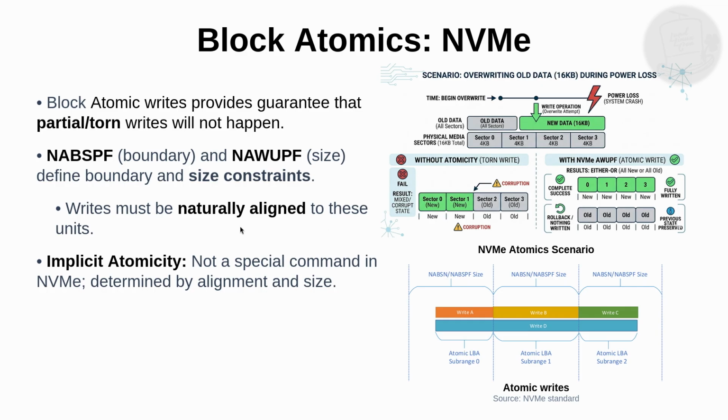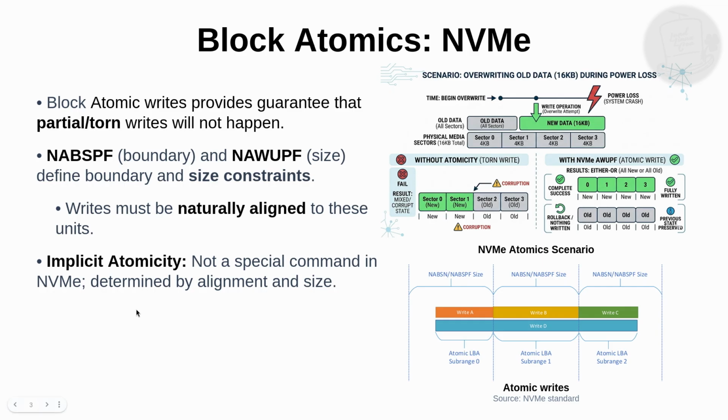NVMe has a lot of parameters around atomics, but the things that are useful to us for this talk are the boundary information, which is this acronym, and then you have another one that gives a hint on what the size is. So these two define the boundary and the size constraint when you want to do something atomic.